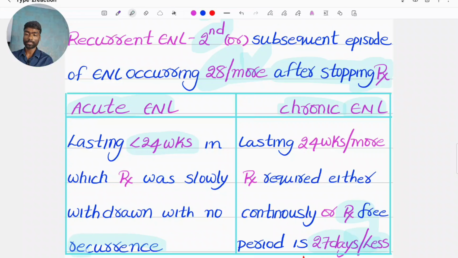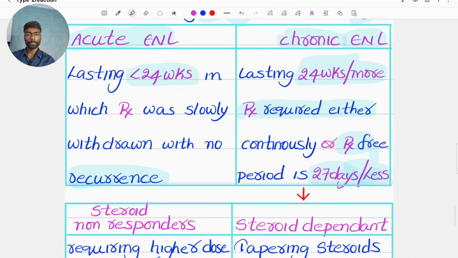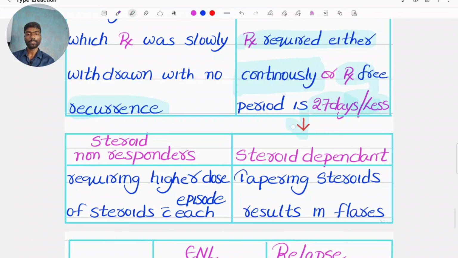Acute ENL, lasting less than 24 weeks, responding well to treatment, and slowly we can withdraw the treatment without any recurrence. But in chronic cases, lasting 24 weeks or more, requiring treatment either continuously or treatment free period is just 27 days or less. If treatment free period is more than 27 days, it means it has completely reduced, and if it occurs more than 27 days, that is 28 days or more, it is recurrent. Treatment is required continuously in chronic cases, means if we reduce, again flare-ups may come. That means in chronic cases there is risk of developing steroid dependency, which is nothing but tapering steroids results in flares.